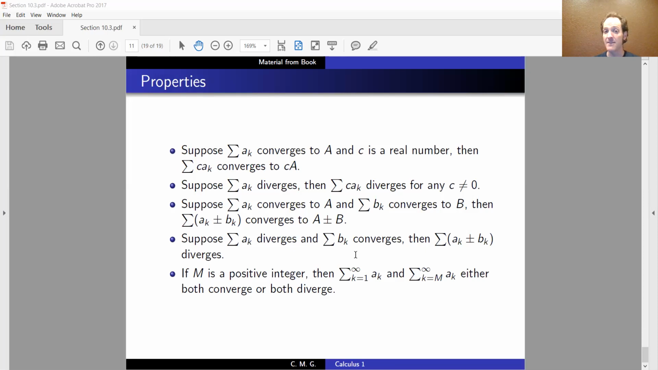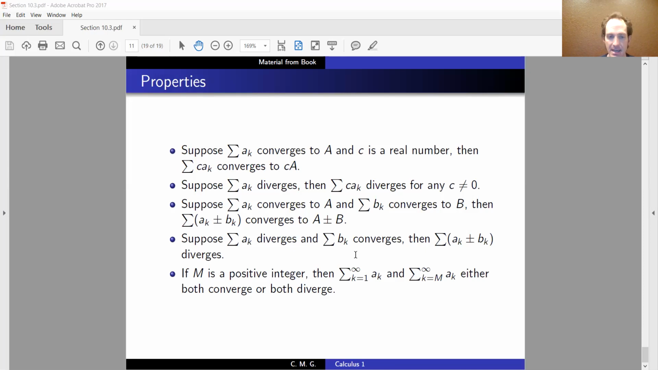On the other hand, if this thing is divergent, no number I can multiply except for maybe 0 would make this converge. So if I multiply by 0, it converges to 0. But if I multiply by anything else, this still diverges. So it doesn't matter. It's not going to go anywhere nice.